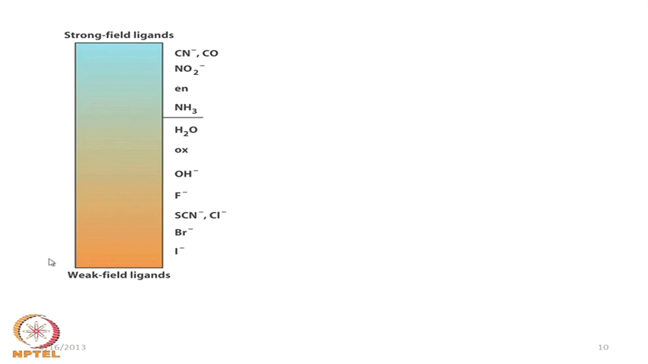So, if we arrange in a column-like arrangement, at the bottom we have only the weak field ligands, and at the top we have the strong field ligands. So, we arrange one after another in this particular range. This is oxalate 2 minus, then up to here we have the triphenyl phosphine, then cyanide and carbon monoxide.